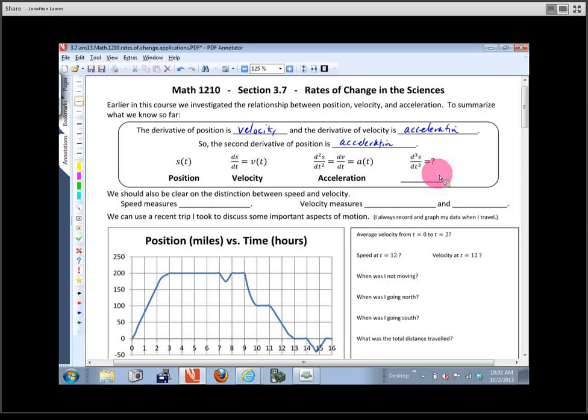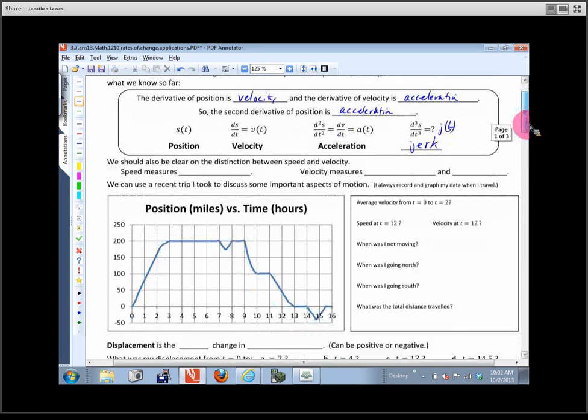What's the third derivative of position? That's called the jerk. And I suppose we could call that j of t or something like that. I don't think that has a special name after that. I think things fall apart after that.